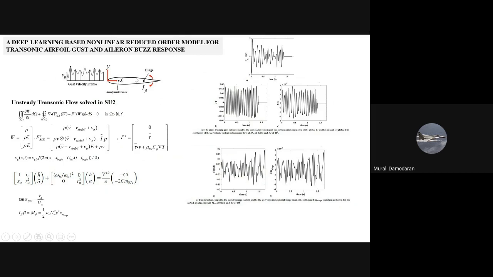So here there is an airfoil, there is a hinge there, and there is a flap. The airfoil is just not moving, but this hinge, this flap is free to move.